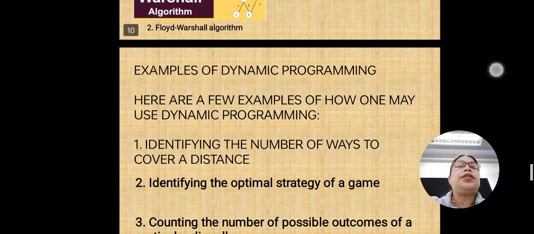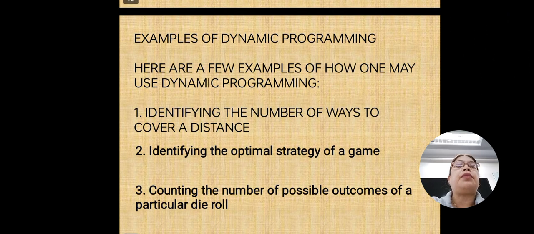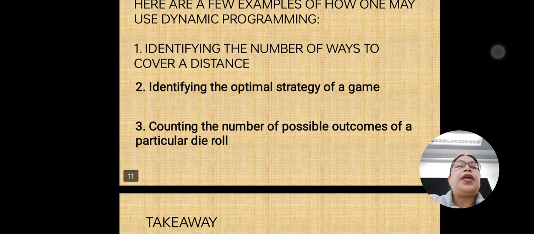Okay, next are the examples of dynamic programming. Here are a few examples of how one may use dynamic programming: identifying the number of ways to cover a distance, identifying the optimal strategy of a game, and counting the number of possible outcomes of a particular die roll.